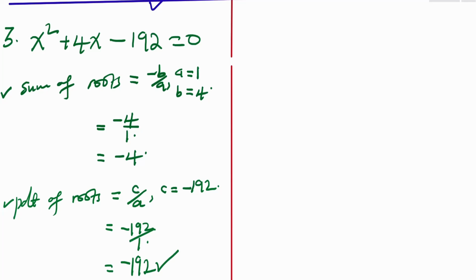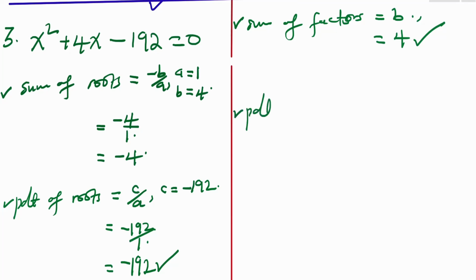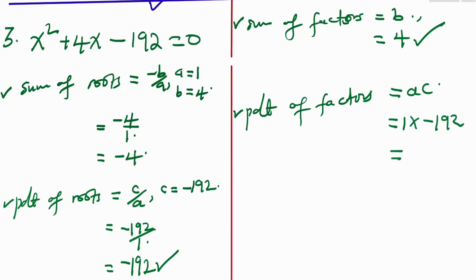On the other hand, the sum of factors equals our b, and our b is 4. So this becomes our sum of factors. Also, product of factors equals ac. As we substitute in, our a is 1 multiplied by our c, which is negative 192. So our product of factors becomes negative 192.